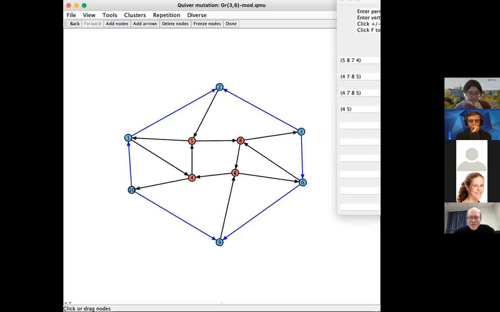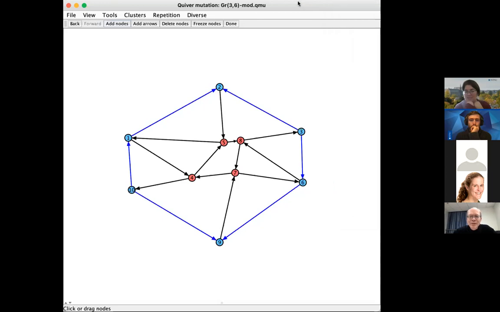Okay, yeah, I'm sorry. I didn't prepare this. I made a mistake in preparing this. So, well, if I had properly prepared it, then by performing a cyclic mutation of these vertices, I would have gotten back to the original quiver. Let me show it to you on the notes.